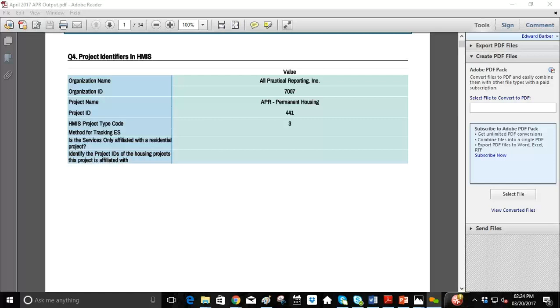So it may very well be an issue with the system performance measures. All right, what's that? It's Mark from Cape Cod. Would you run into the same issue with the system performance measures because people could be served in different projects? Well, system performance measures ideally are going to be looking at project type.